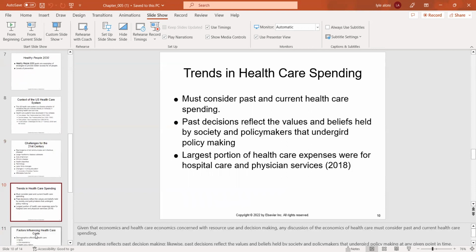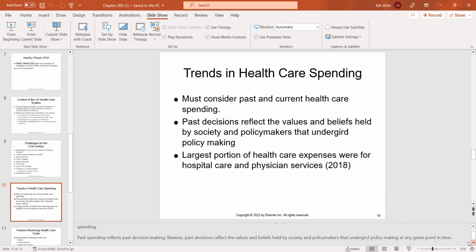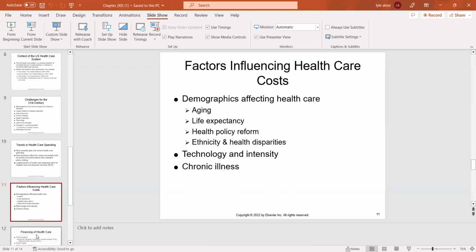Given that economics and healthcare are concerned with resource use and decision-making, any discussion of the economics of healthcare must consider past and current healthcare spending. Past spending is going to reflect past decision-making, likewise with our society and our policymakers. So we take a look at the factors that are influencing healthcare costs.